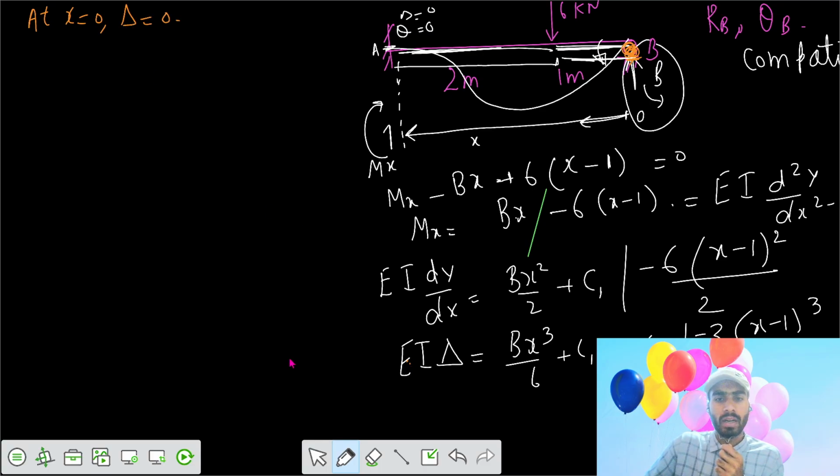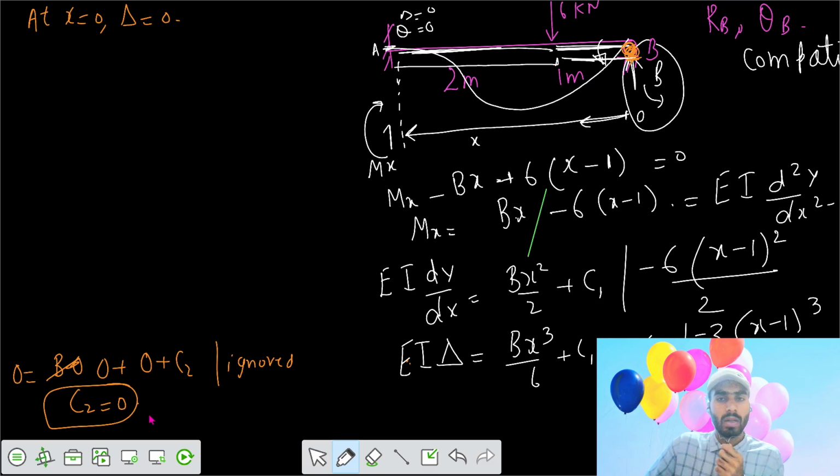If we substitute it here, we get 0 equals b into 0, that means 0 plus 0 plus c2, and this part is ignored because 0 minus 1 is negative. We have to ignore it. So we can write that c2 becomes 0. Now for c1, how can we get c1?